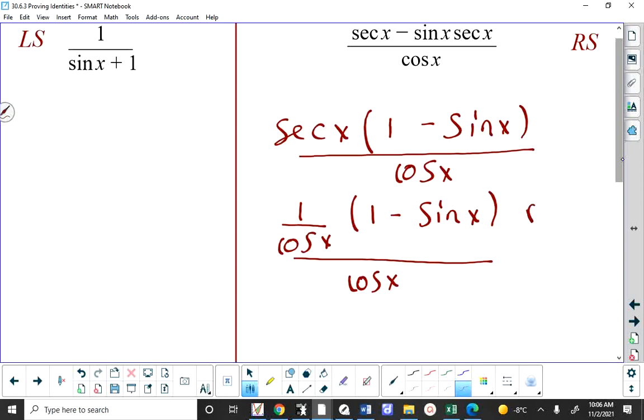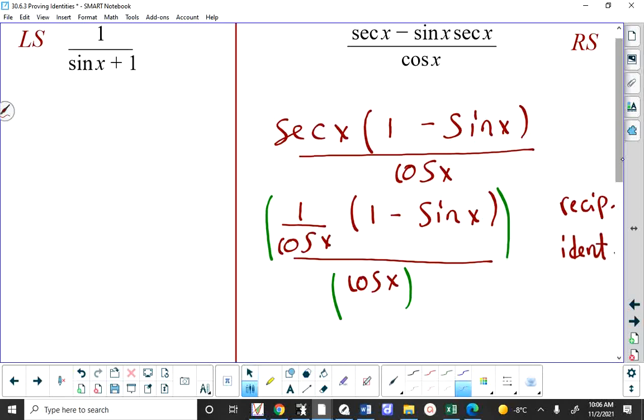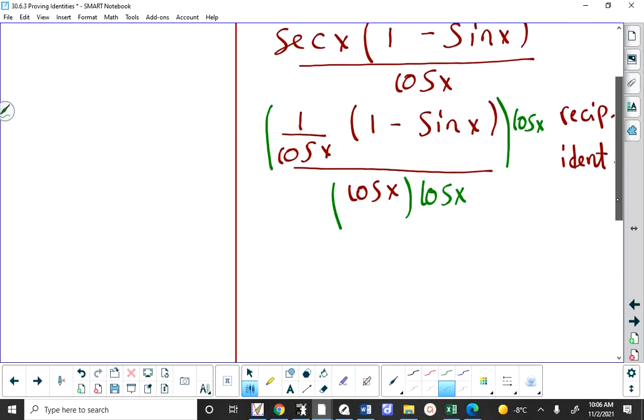I need to write reciprocal identity here, and I wouldn't abbreviate anything on a written response. And now I have a complex fraction. So I am going to multiply the top and the bottom of this fraction by cosine of x. The cosine x here and here cancel. So I'm left with 1 minus sine of x over cosine squared of x.